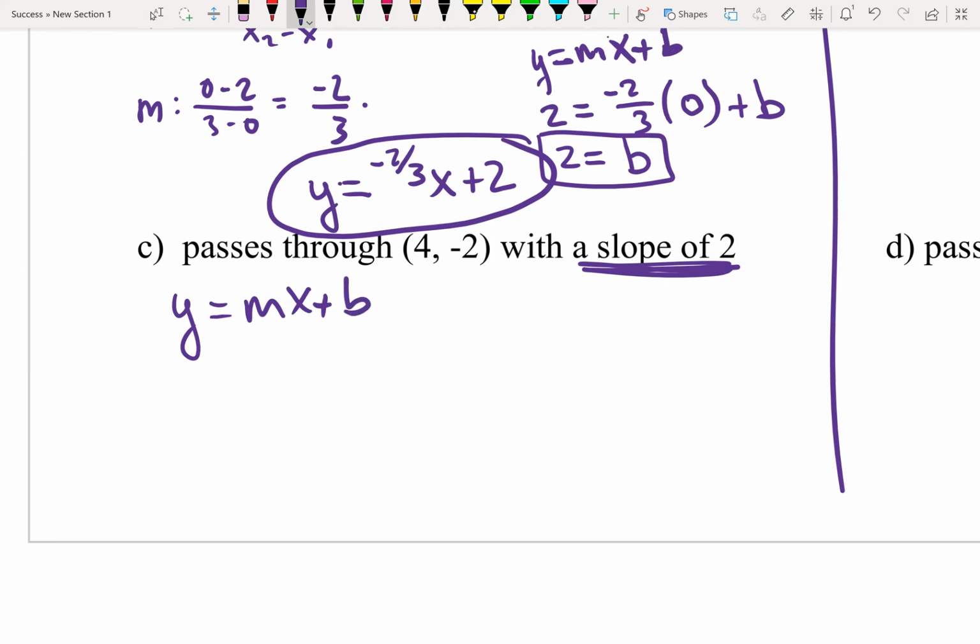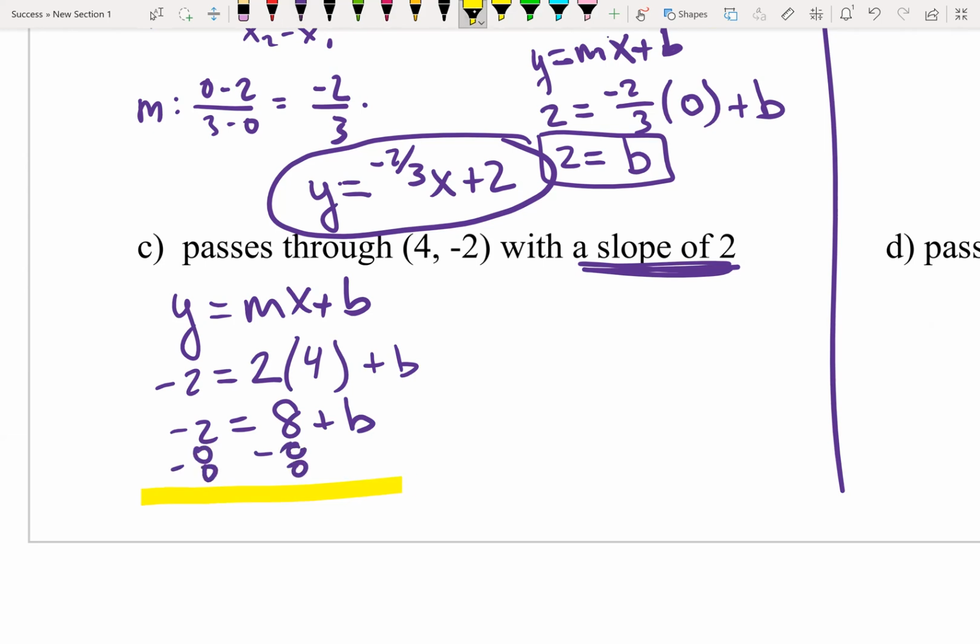So my y value is negative 2. So negative 2 equals my slope, 2, times my x value, which is 4, plus b. 2 times 4, let's simplify it out. We get 8. And now we're solving for b. I'm going to subtract 8 on both sides. Ooh, that's a terrible 8. Wow, that was weird. I don't know why that switched. Sorry about that. And you end up getting negative 10 is your b value.